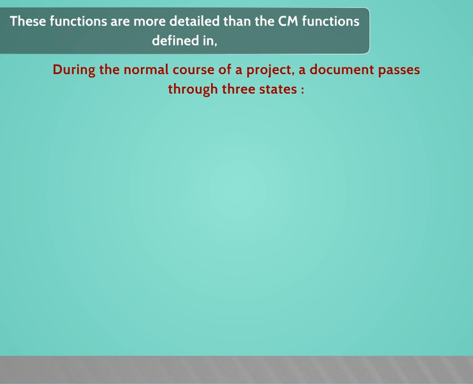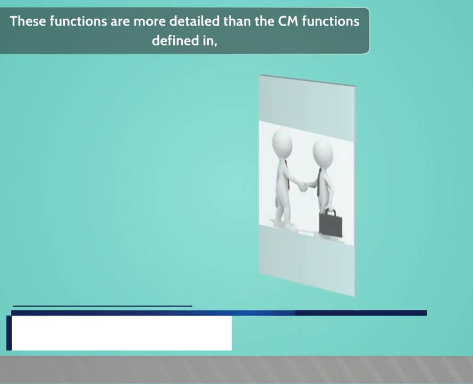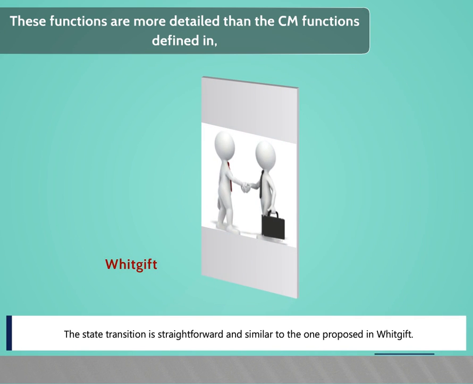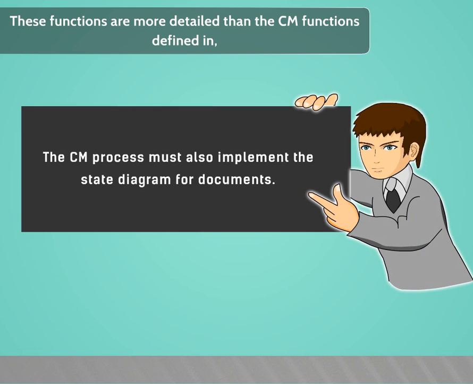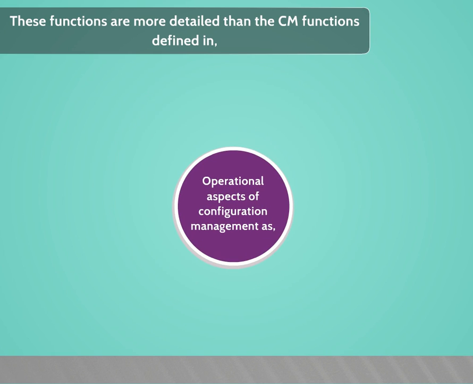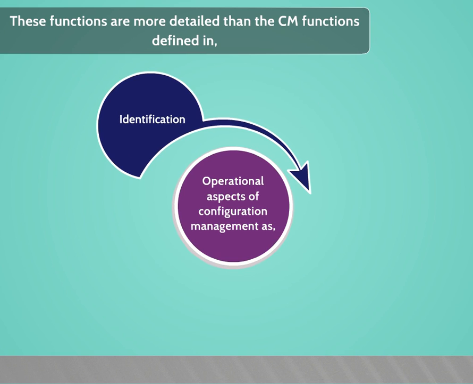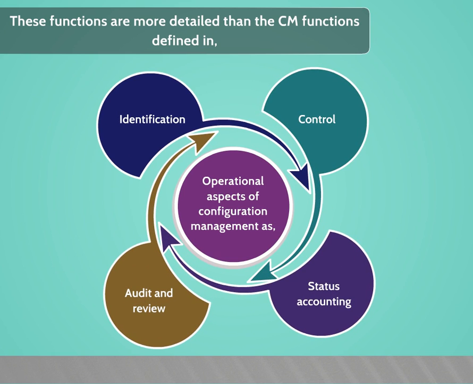During the normal course of a project, a document passes through 3 states: under development, under review, baselined. The state transition is straightforward and similar to the one proposed in the earlier discussion. The CM process must also implement the state diagram for documents. Operational aspects of configuration management are identification, control, status accounting, audit and review.